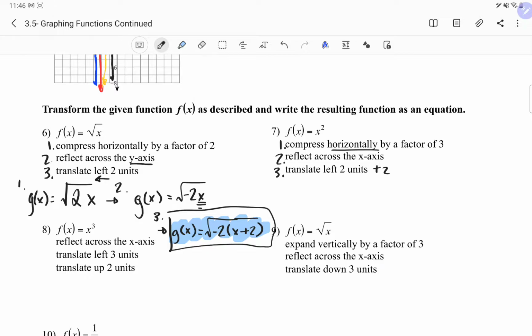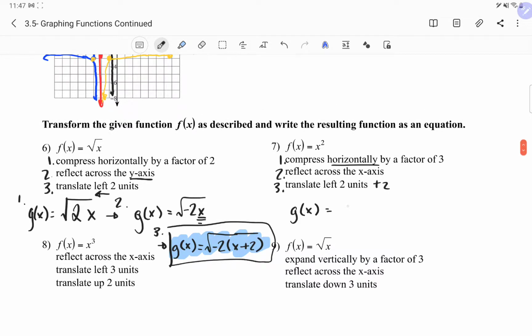Okay, so let's go ahead and take a look at this. So let's do the first part. So it says compression horizontally by a factor of 3. So it's going to be g of x is equal to, this would be (3x) squared. Okay, so again, we're only multiplying to the x. So because of that, we need to put this in parentheses. Without the parentheses, this would be a vertical stretch. So be careful and make sure that if it's just affecting the x value, put parentheses around it.